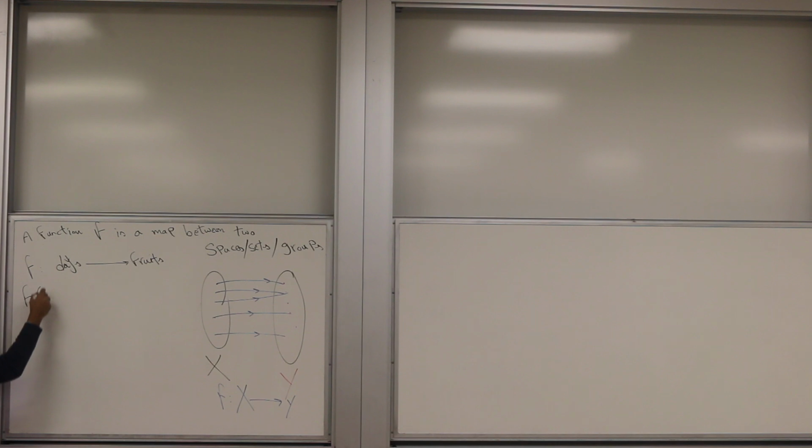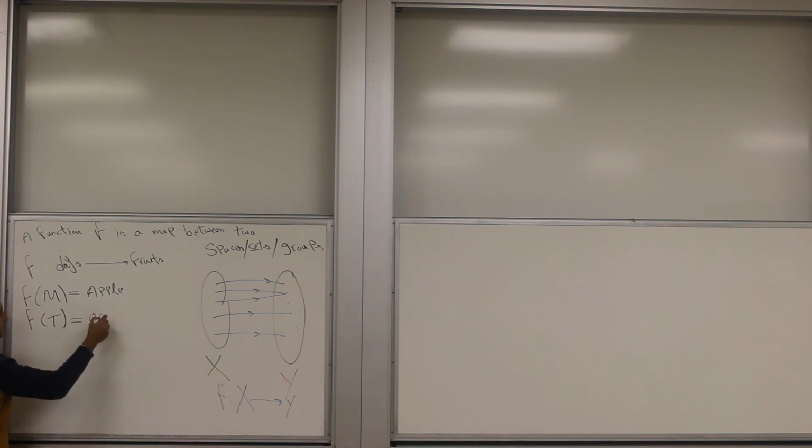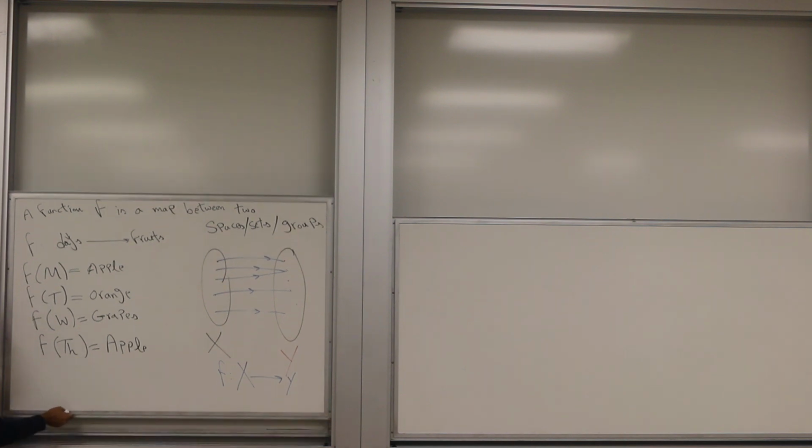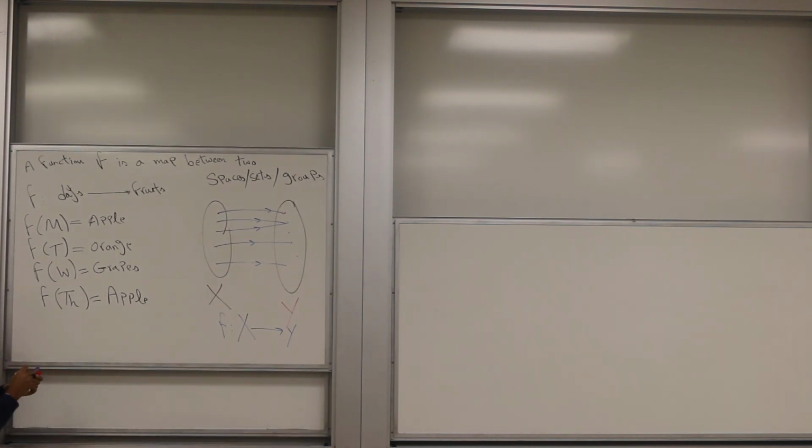F takes Monday and gives you apple. Yeah, right? F takes Tuesday and gives you orange. It takes Wednesday, gives you grapes. F takes maybe Thursday and gives you apple again. Is this a function? Yes, it is.